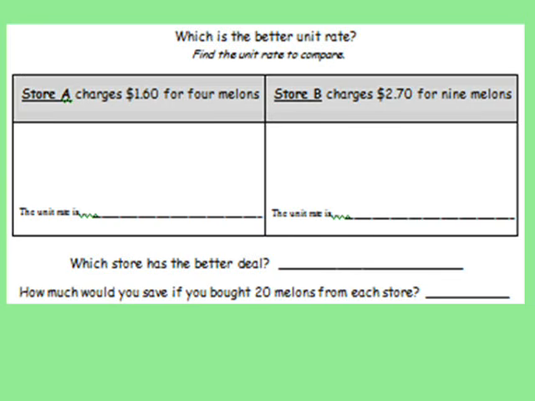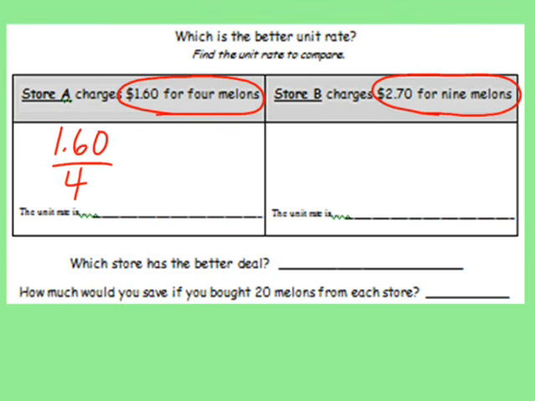Now unit rates can be really helpful when you're comparing two products. So here we have Store A charging $1.60 for 4 melons, and Store B charges $2.70 for 9 melons. So maybe you're looking through the newspaper and deciding which store to shop at. Well, let's figure out the unit rate for each. So Store A, you can get 4 melons for $1.60. If we take $1.60 and divide it by 4, that comes out to 40 cents. So the unit rate would be 40 cents per melon, for 1 melon.